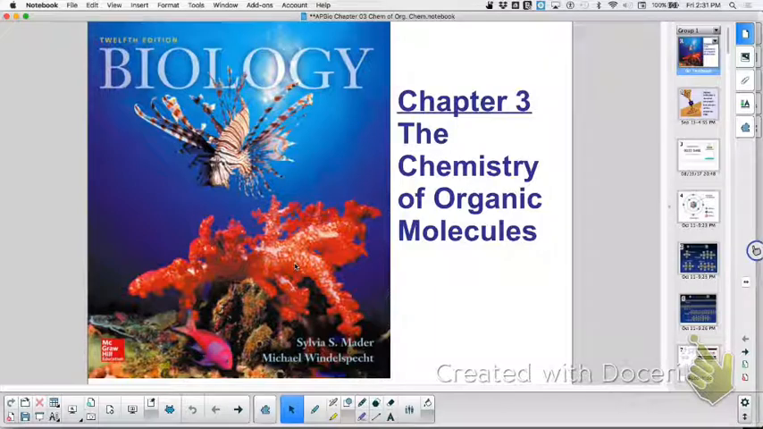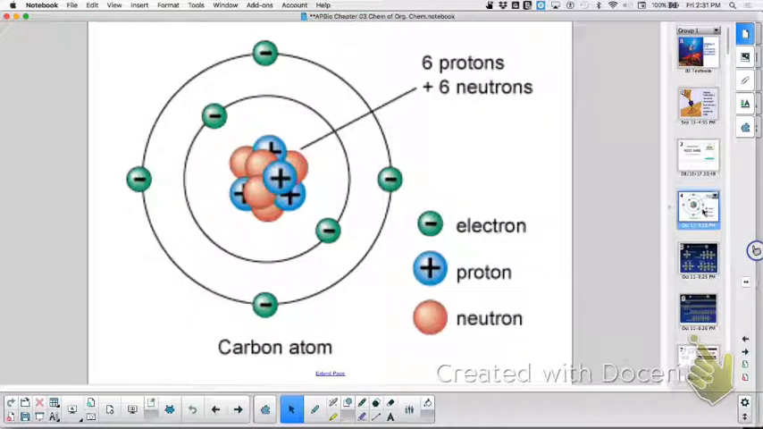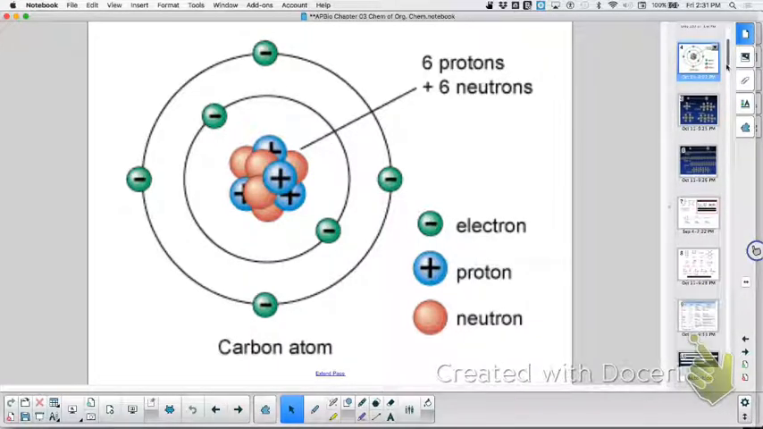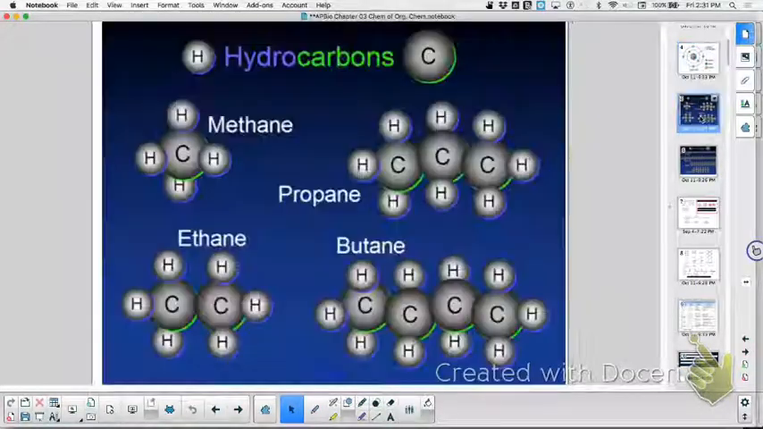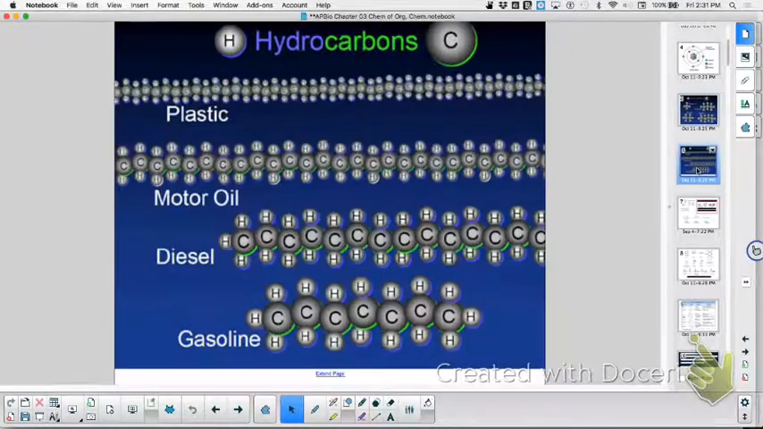So the first thing you have to know is organic molecules are built with carbon. Carbon, right? Okay. And if you just put a bunch of carbons and hydrogen together, what do you call it? A hydrocarbon. Good. And a lot of times we burn hydrocarbons as fuel, right? Because there's energy in the bond.